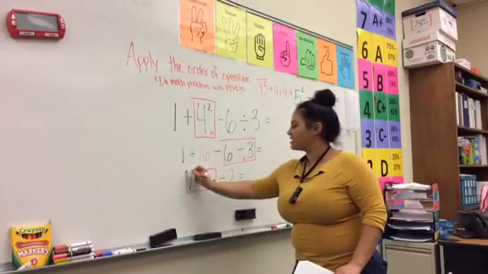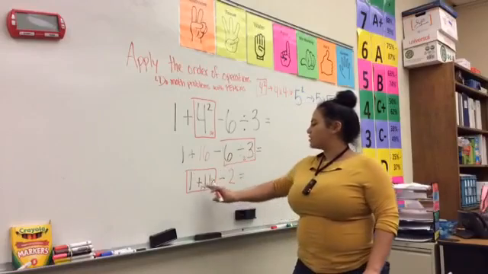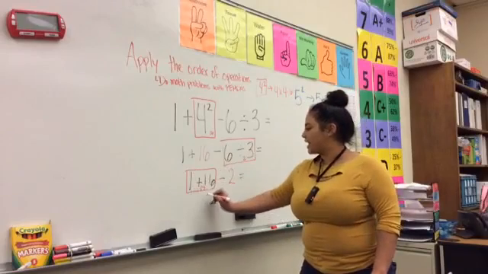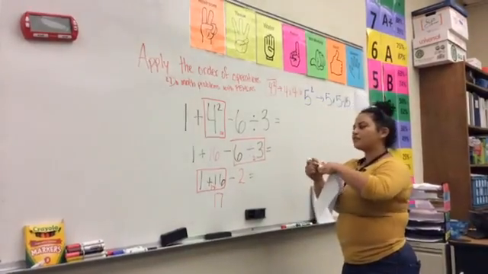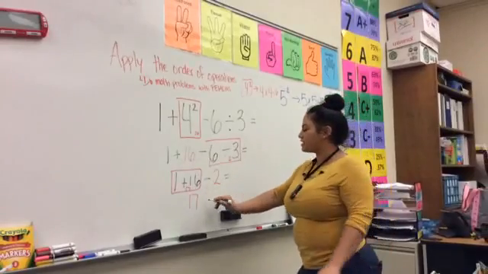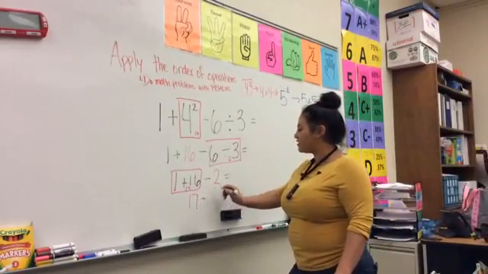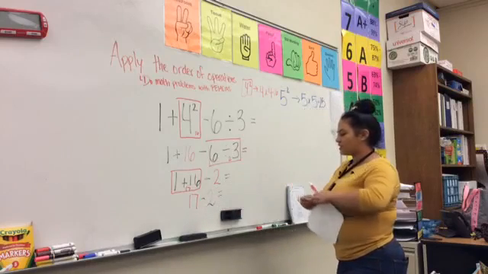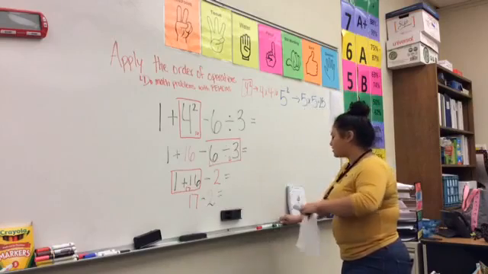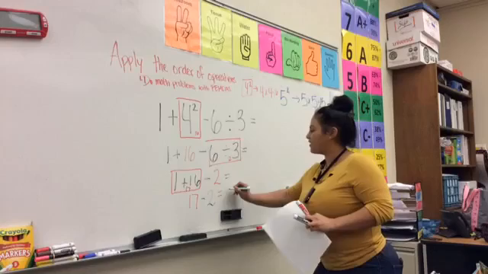So 1 plus 16 is 17. So instead of writing 1 plus 16 again, I'm going to write 17. I'm going to bring down the rest of my problem just the way it is, in the same place. My minus sign is here, and then my 2. And so 17 minus 2 is the last thing I do. And my answer is 15.